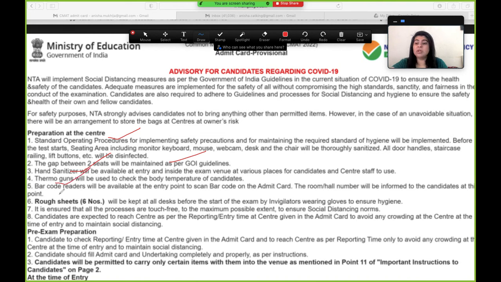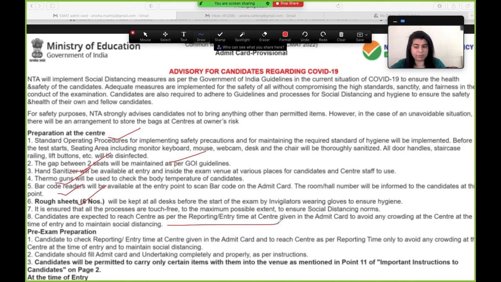Thermoguns will be used to check your body temperature. Barcode readers will be available to scan your barcode on the admit cards. So make sure you have time so that everybody can do the scanning process in time. Okay. 6 rough sheets will be kept at the desk for every student, on which you will write your numbers, and after the exam drop it in the drop box. Okay. Candidates are expected to reach before the entry time so that you are not delayed.